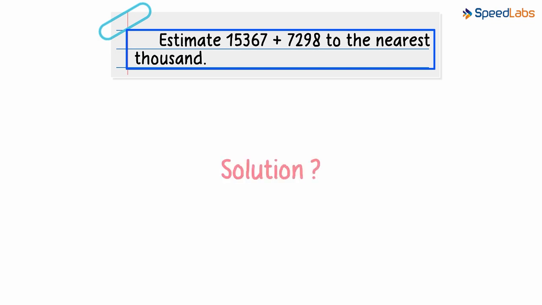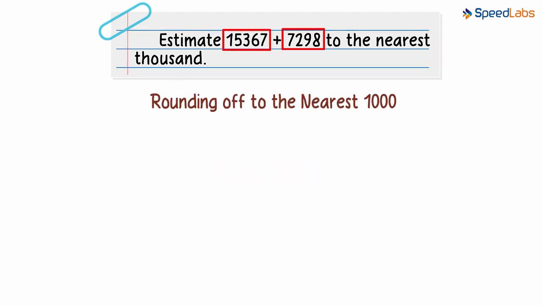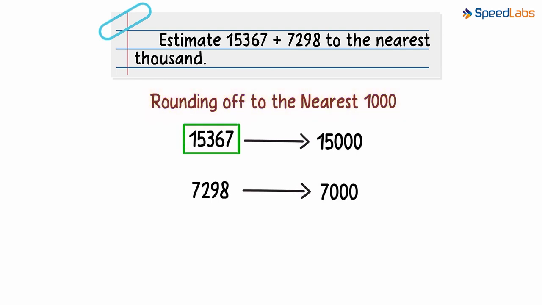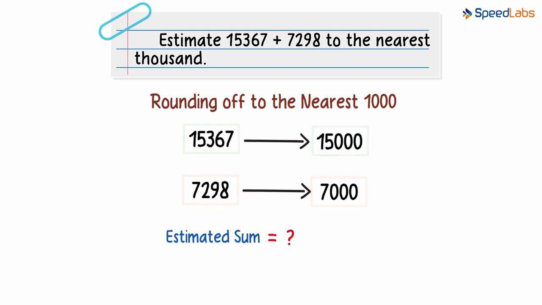How do we start with the solution? We need to round off both the numbers to the nearest thousand. Give it a try. Rounding off to the nearest thousand, we get the following numbers. This number was rounded off to 15,000 and this one was 7,000. So what would be the estimated sum here? Yes, that's correct. The estimated sum of given two numbers to the nearest thousand is 22,000.